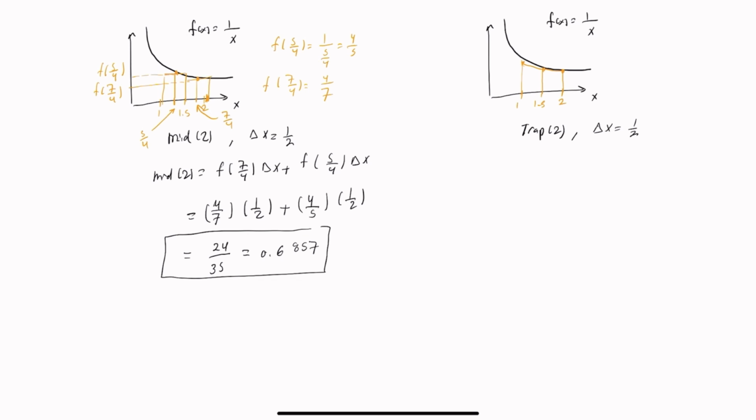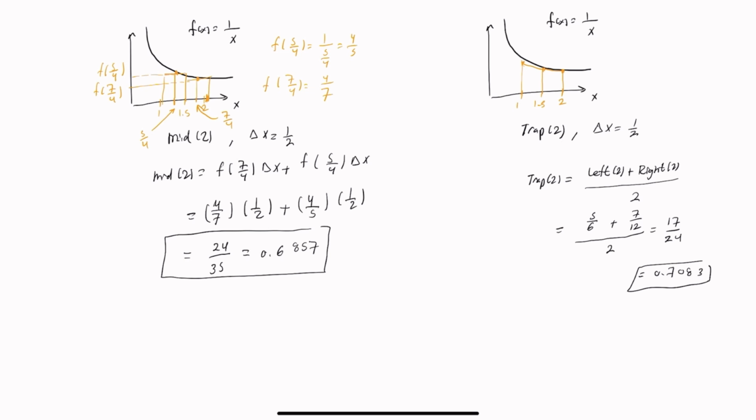Now we're going to use something called the trapezoid rule to estimate trap of 2. So using the trapezoid rule, trap of 2 is going to be equal to left of 2 plus right of 2, over 2. Now we already found left of 2 and right of 2. So left of 2 is going to be 5 over 6, plus right of 2, which is 7 over 12, and then over 2. That's going to be equal to 17 over 24, which is equal to 1.7083. So that's trap of 2.